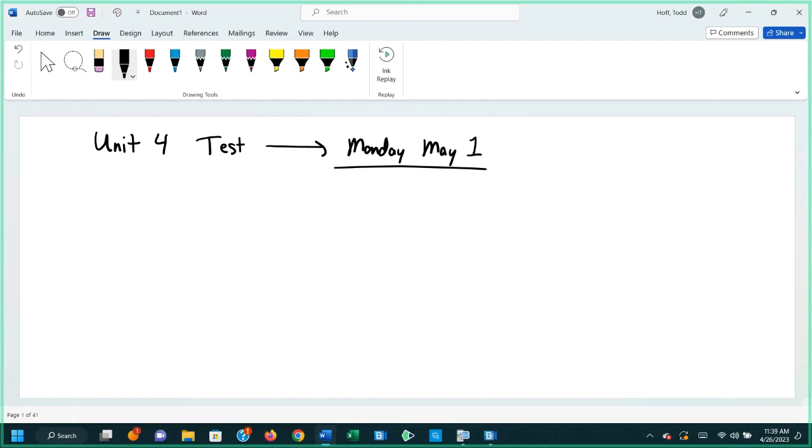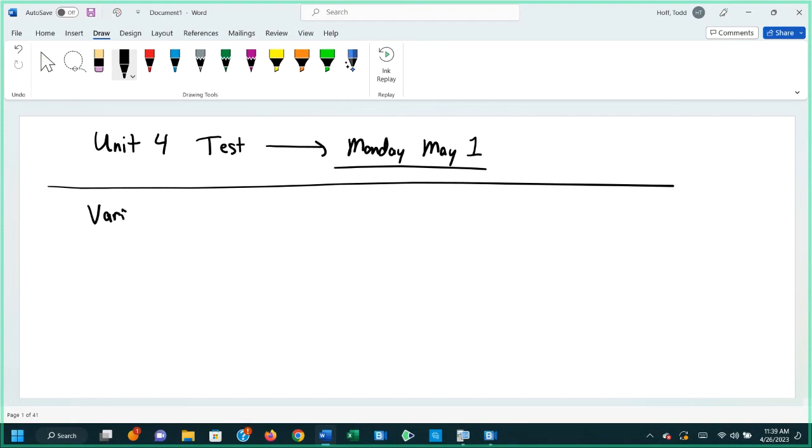Okay, so our next topic in our graphing and displaying data unit here is on variation. And variation is really just explaining how two or more variables interact with each other.